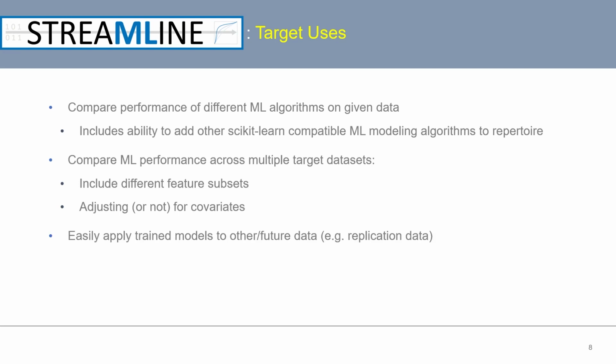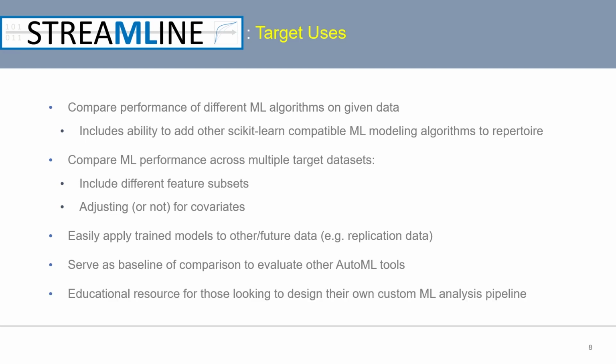Another key use of STREAMLINE is being able to easily apply any model that's trained to other future data, for example, replication data. And we envision STREAMLINE to be useful as a baseline of comparison to evaluate other automated machine learning tools, given its direct, pre-configured, and consistent pipeline design. Furthermore, STREAMLINE could serve as an educational resource for those who wish to design their own custom machine learning analysis pipeline, or to get a better idea as to how a variety of standard data science packages and tools can be used as part of a pipeline.